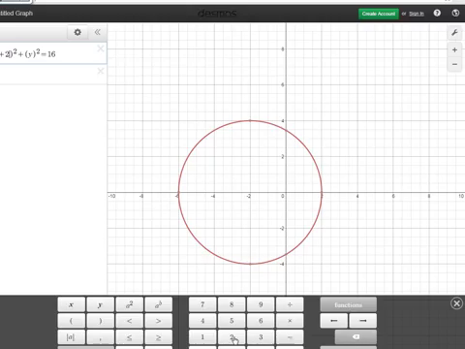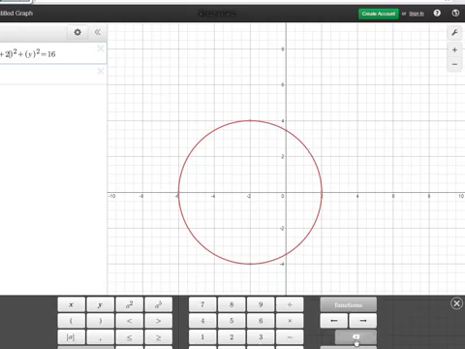X squared plus y squared equals 16 was a circle with a radius of 4. This is still a circle with a radius of 4. But what happened? It moved, didn't it? How far did it move? -2. It moved 2 spots to the left. And I want you to see the relationship between the equation and how it moved. X plus 2 moved it two spaces to the left.